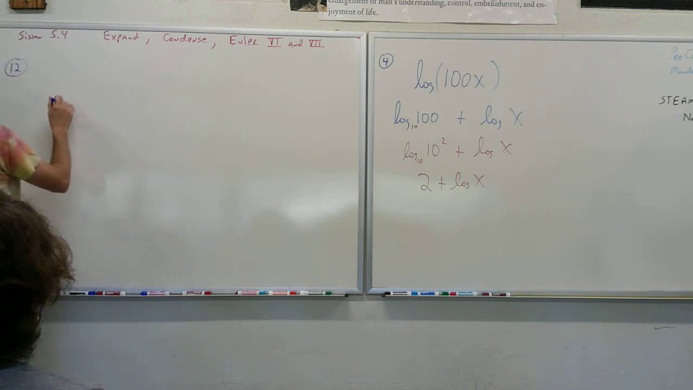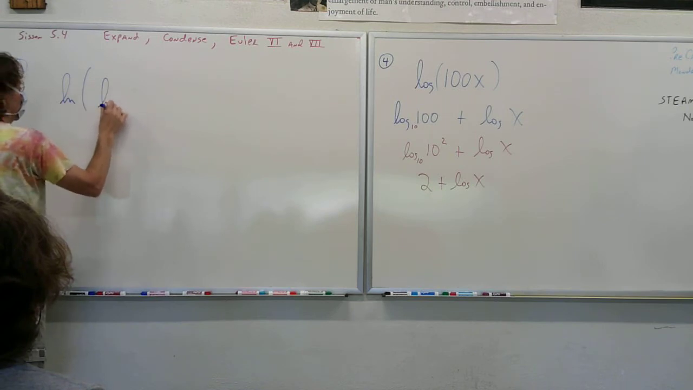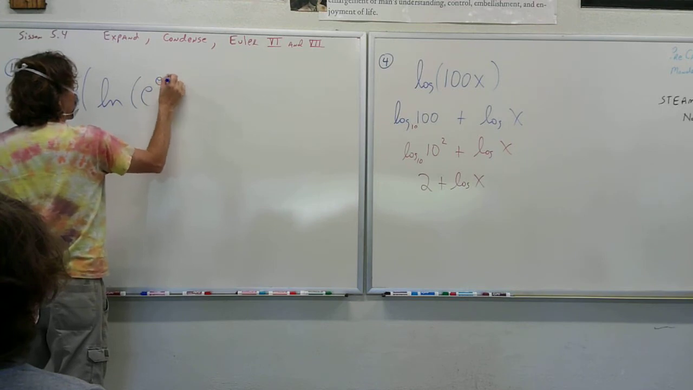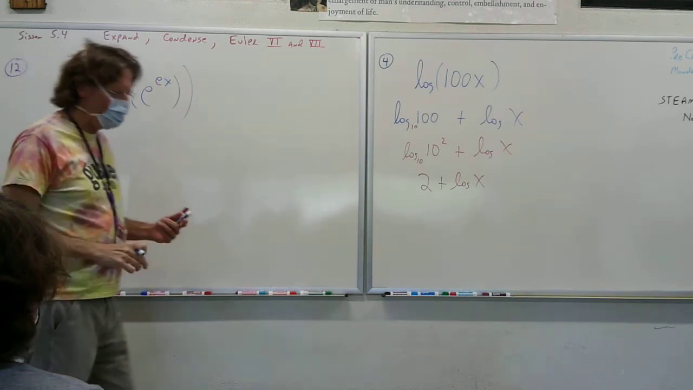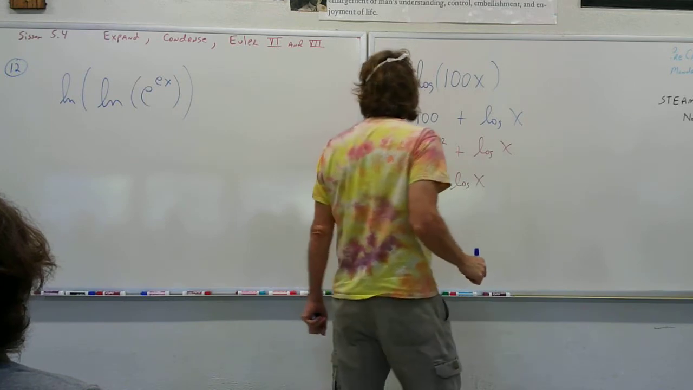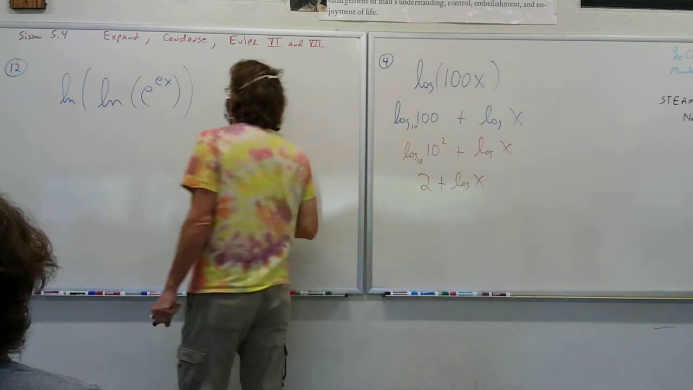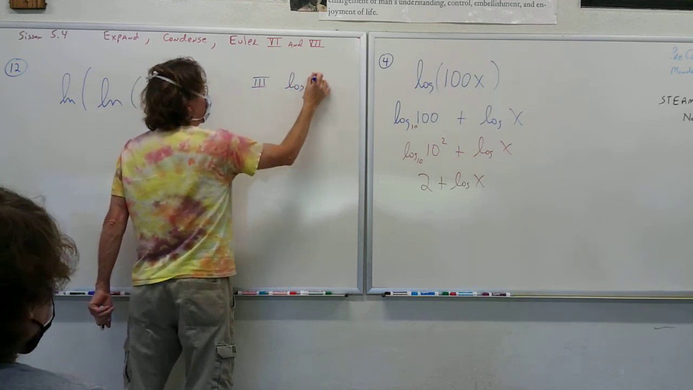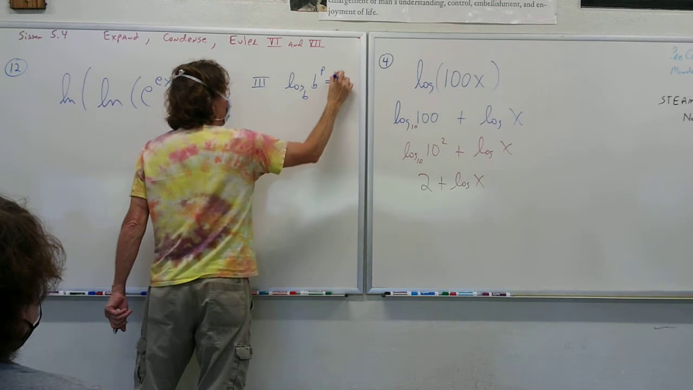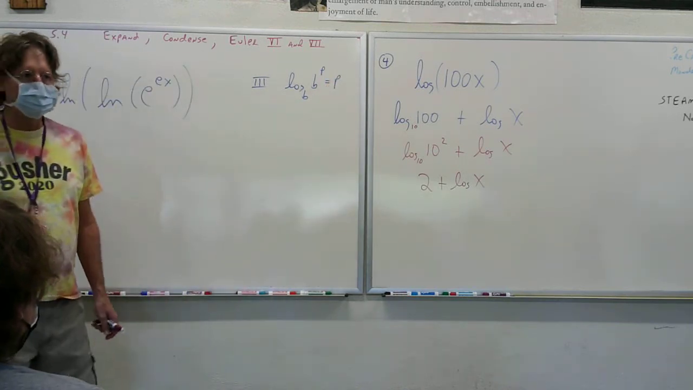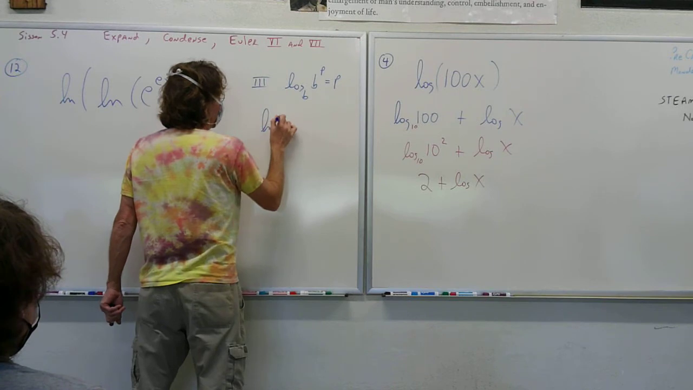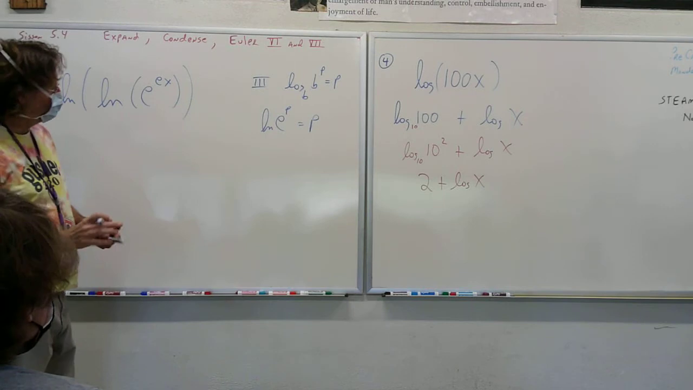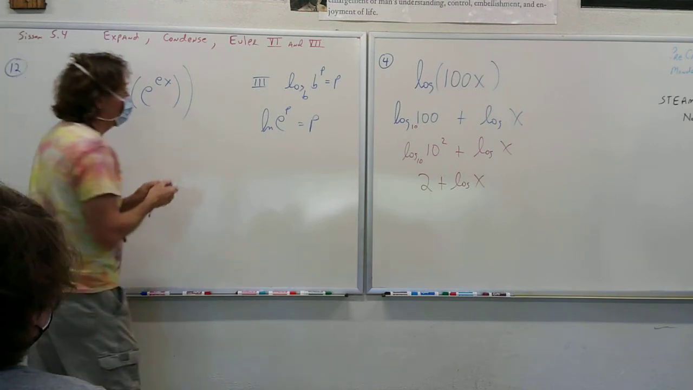Natural log, parentheses, natural log, parentheses, e to the x. Folks, I just got to talk to you about natural log for just a second. Rule number 3: log base b of b raised to some power equals that power, right? Well, check this out. Natural log of e to some power is going to equal that power, because what is understood to be down there with that natural log? An e.